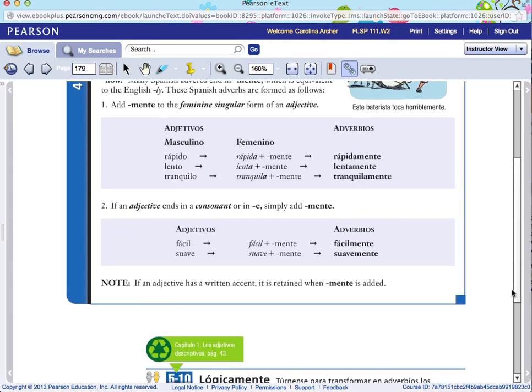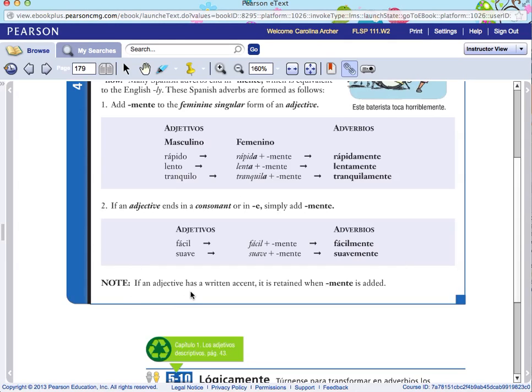Now, there are adjectives that have the same form for feminine and masculine. Those are the adjectives that end in a consonant or in an E. Okay, so for example, fácil and suave. In these adjectives, you just add the ending mente. You don't have to do anything to them. Okay, so fácil, just add the ending. Fácil plus mente, fácilmente. Suave, suave plus mente, suavemente. Okay, muy bien.